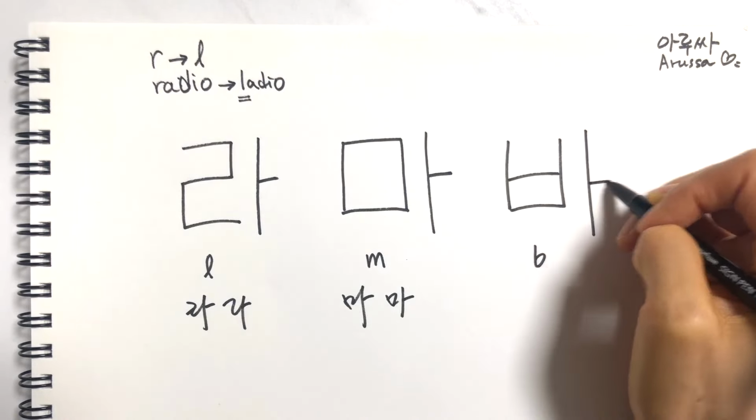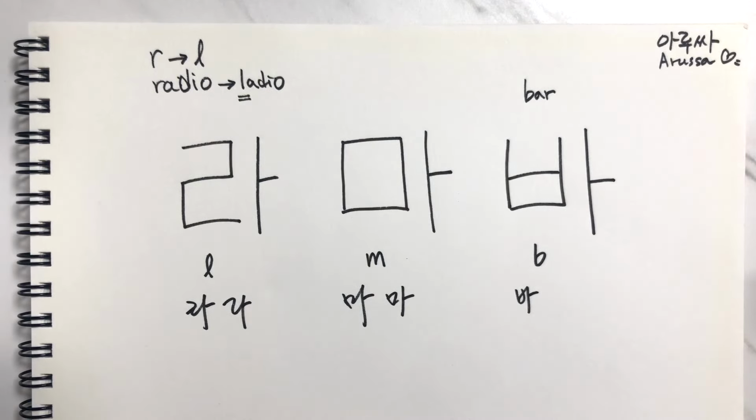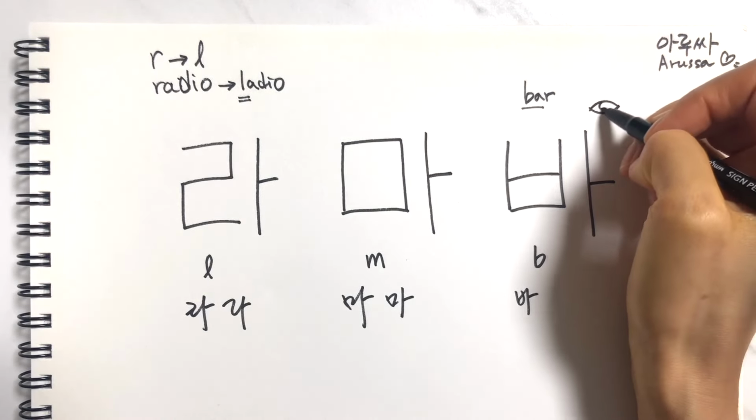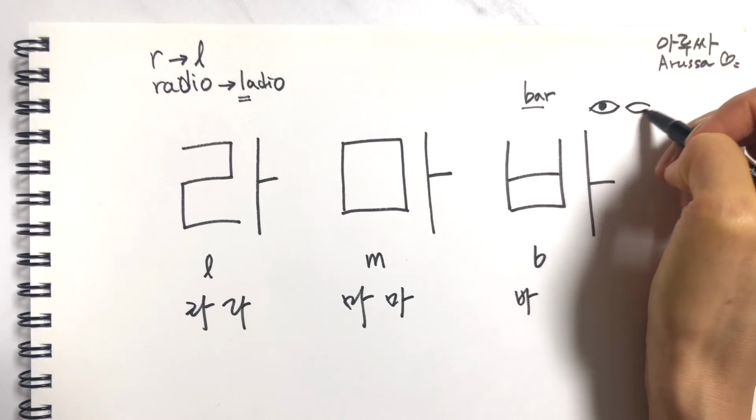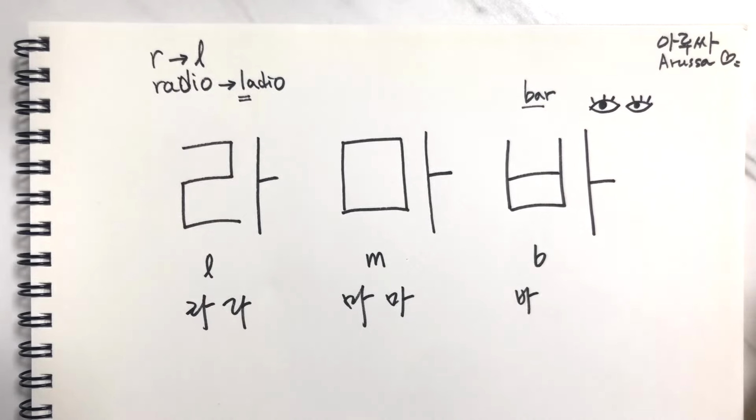Ba, actually, an English word bar is written ba in Korean. Ba means look at me. Ding, ding, ding. 나 봐, which means look at me. You repeat the expression, it means let me see. 봐봐, 봐봐.